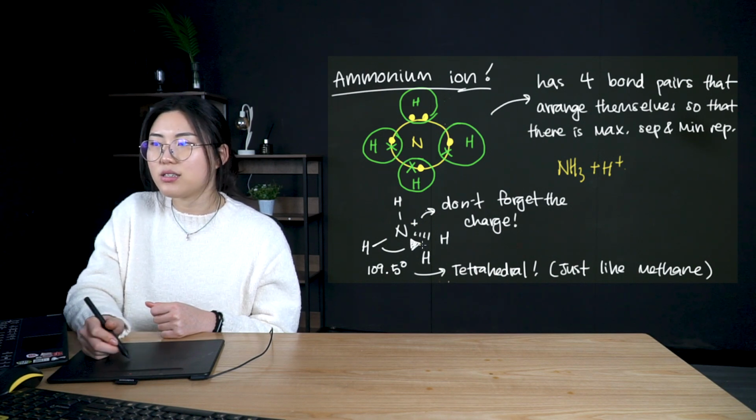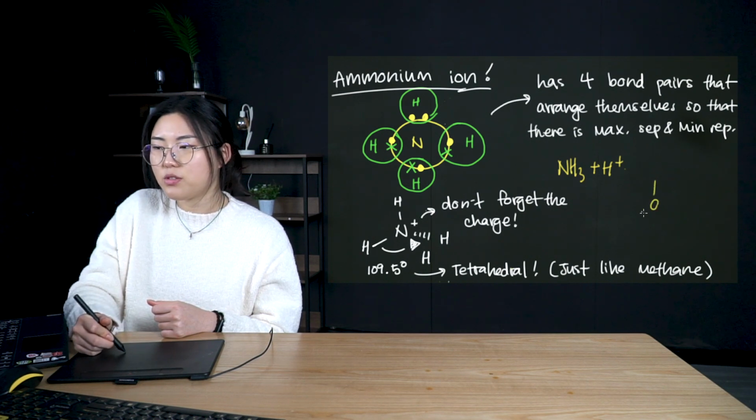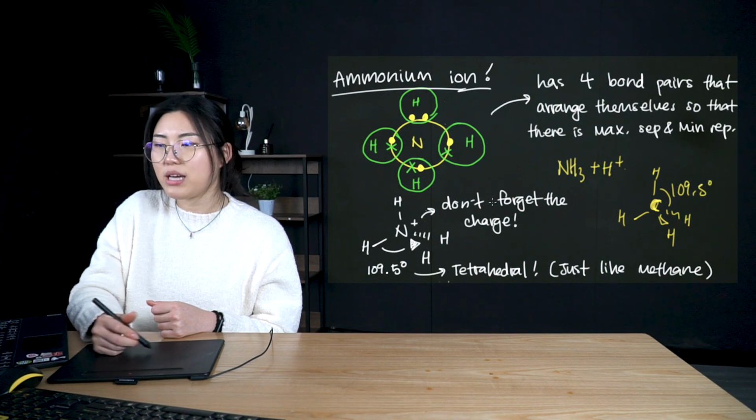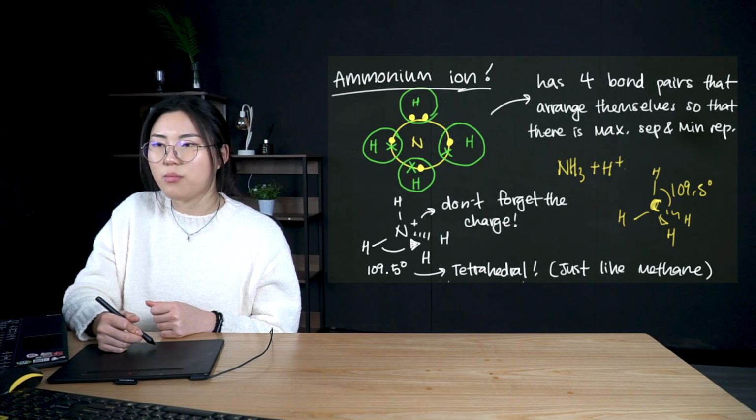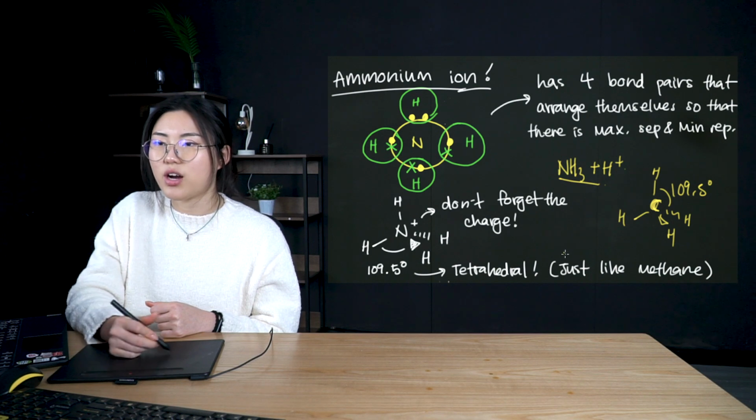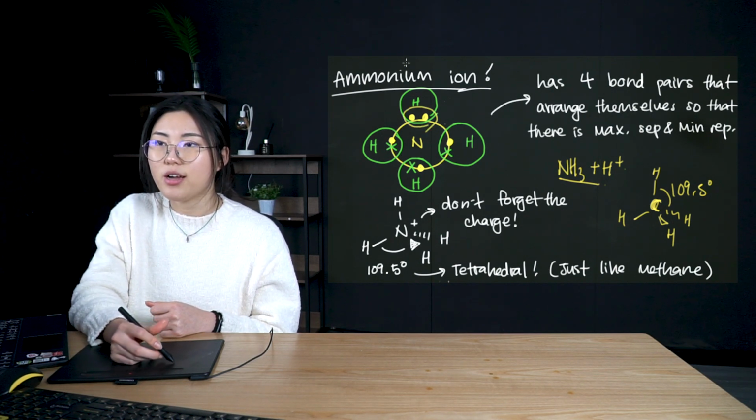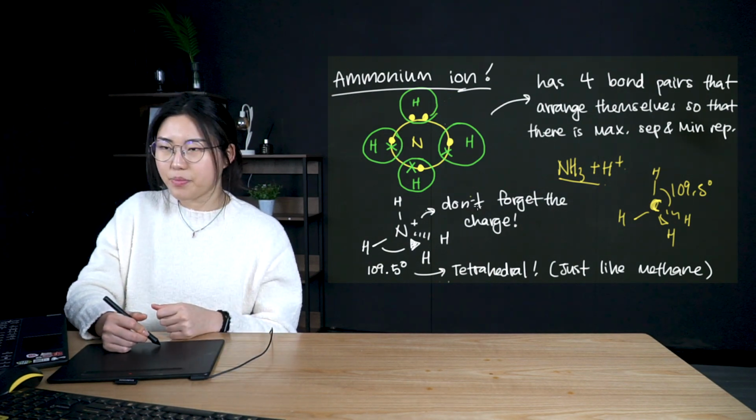And because this has 4 bond pairs, just like methane, methane was this guy, with 4 bond pairs around the carbon atom, which had 109.5 degrees. Its structure is basically identical, right? So this is going to be a tetrahedral molecule. Just note that this structure has dative covalent bonding over here because nitrogen's lone pair is being added to the proton's empty orbital.